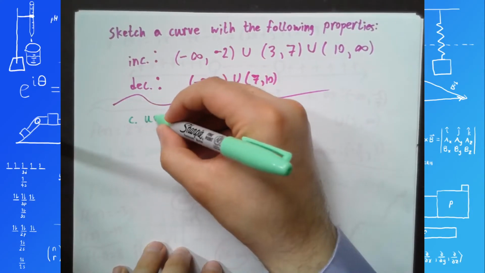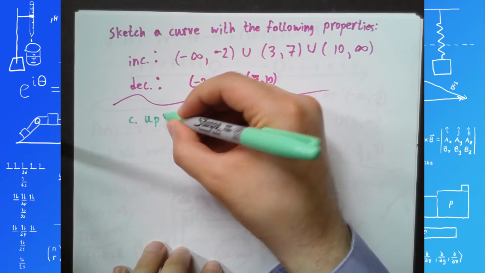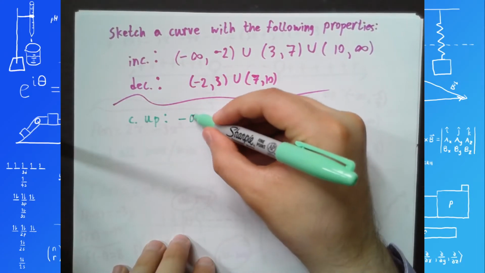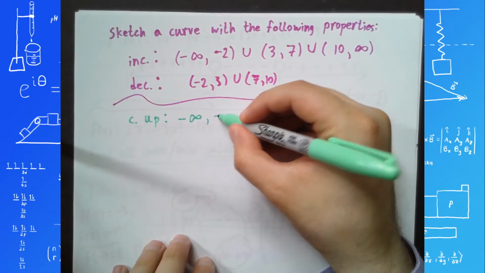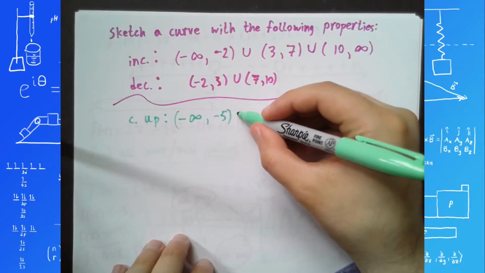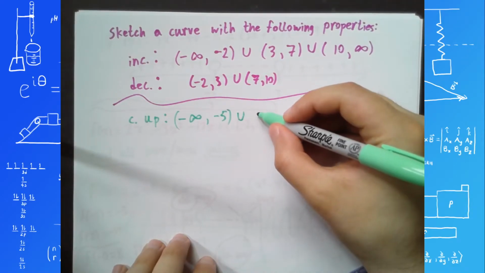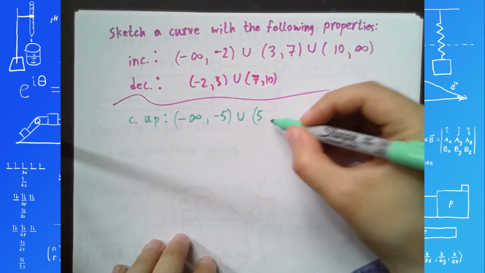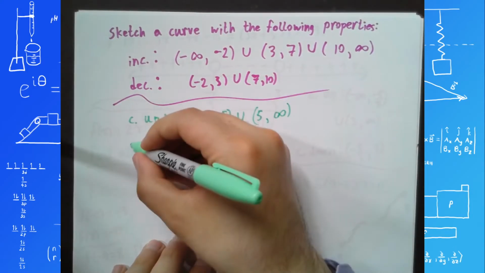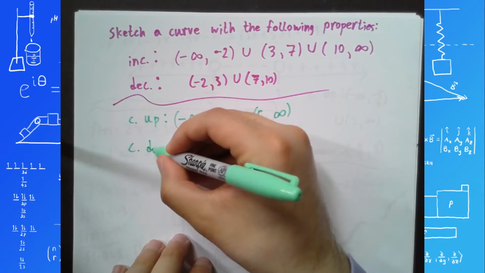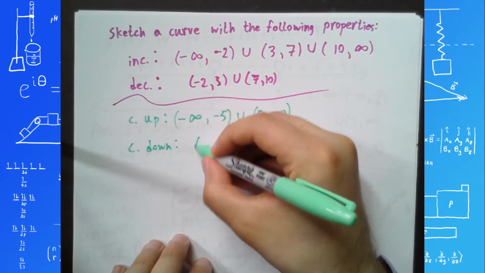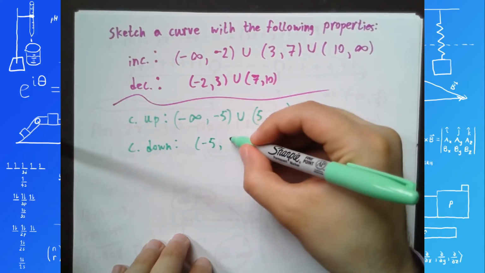So next up we've got concavity. So it's going to be concave up from negative infinity to negative 5, and from 5 to positive infinity, and concave down pretty much everywhere else, so from negative 5 to 5.